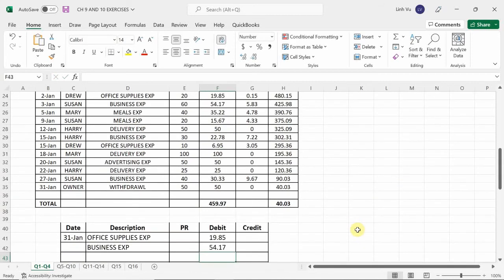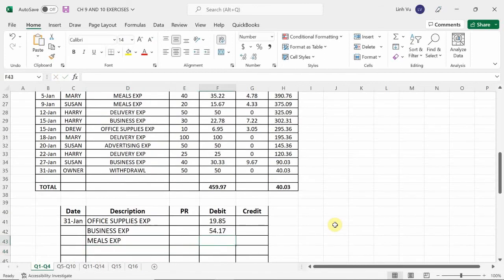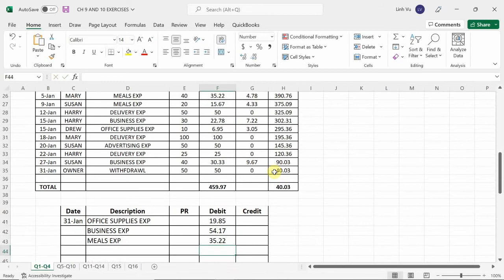What's the next expense? Meals, $35.22. Did you say meals was $35.22? Yes. What else? Meals, 15.67. So in this case, we have another meal, and I need to add my $35 plus my $15 because they're from the same exact account.